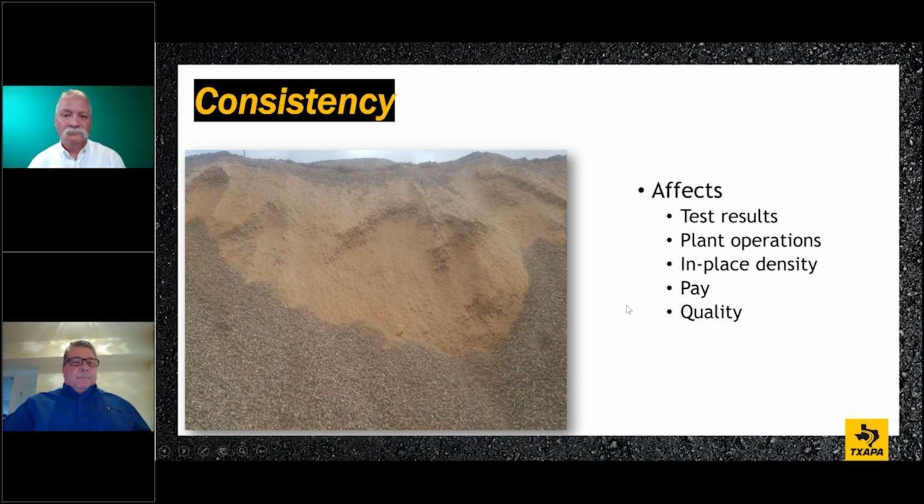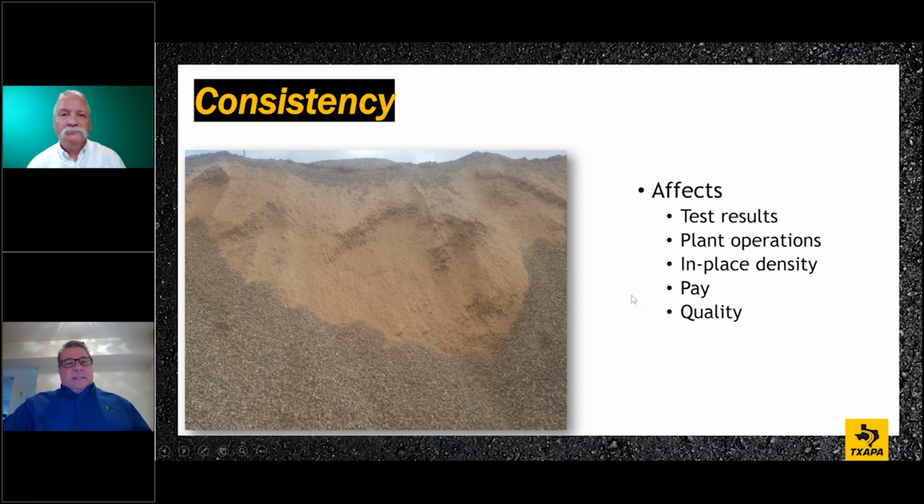And what does it affect the most? Pay. It affects our pay. If we have inconsistent aggregates coming in from behind the asphalt plant, we're going to have inconsistent mix going out, and we're going to be chasing. That's the whole thing about it. It's about chasing the material, whether it's coarse or whether it's fine, whether we have an absorption issue or a clay issue. So we're always constantly having to check that, and of course quality.